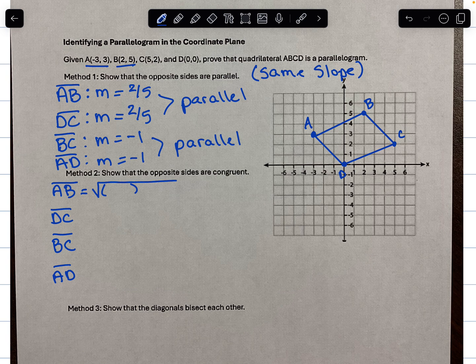So what am I subtracting here? Truthfully, you guys, it doesn't matter which one you put first. As long as you remember to subtract them and square them, you're going to get it correct. X minus X. Okay, so negative 3 minus 2 squared plus 3 minus 5 squared.